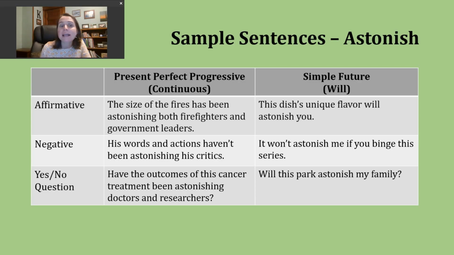Finally, if you want to make a yes or no question in the present perfect progressive, start with either have or has, whatever form of the verb matches the subject, and that subject comes next, then use the participle been and the ing form of the verb. Here's another example.